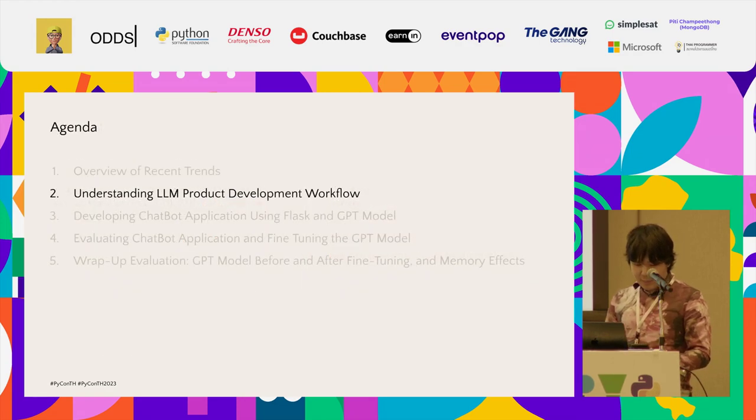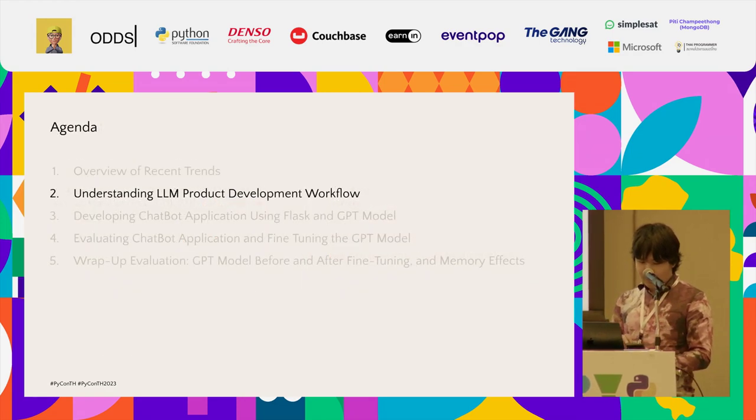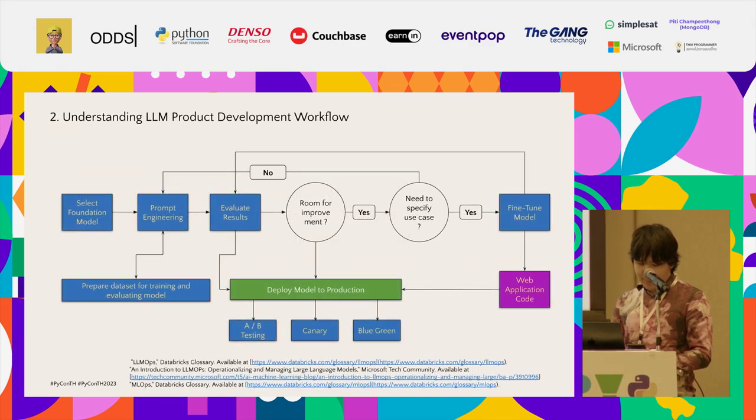Next, quickly, let me explain the LLM product development workflow. The basic workflow moves from left to right, where it's crucial to clarify the problem you want to solve before starting development. We typically begin with selecting a foundation model or preparing the dataset for training and evaluation. Next comes prompt engineering, followed by assessment. If the solution still does not meet the desired accuracy, we proceed with fine-tuning and further evaluations.